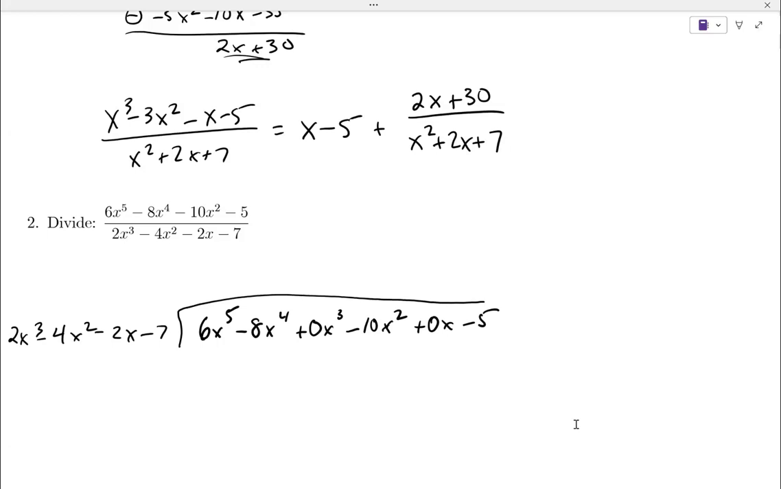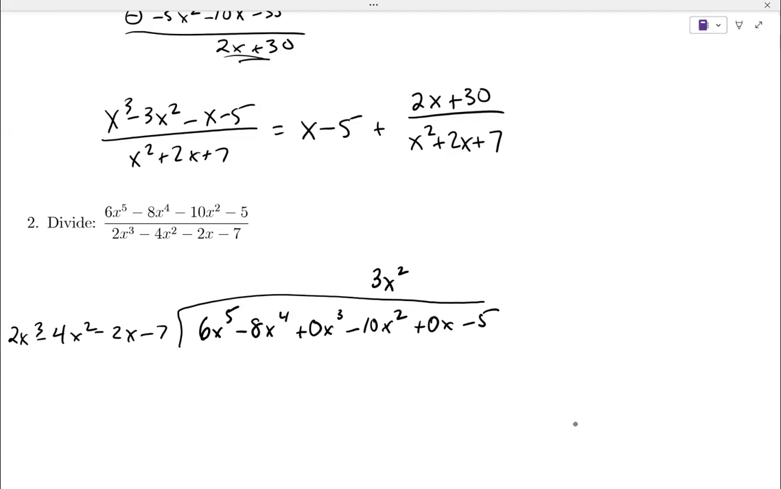Because I only need to look at the leading terms, and I just need to think of what do I need to multiply the leading term of this to give me the leading term of that, right? So what do I need to multiply 2 by to give me 6? What do I need to multiply the x cubed by to give me x to the 5th? X squared. So what am I going to write up at the top? 3x squared. And notice I typically write it over where that term is in the polynomial we're dividing into. You don't have to, but it makes things line up nicer.